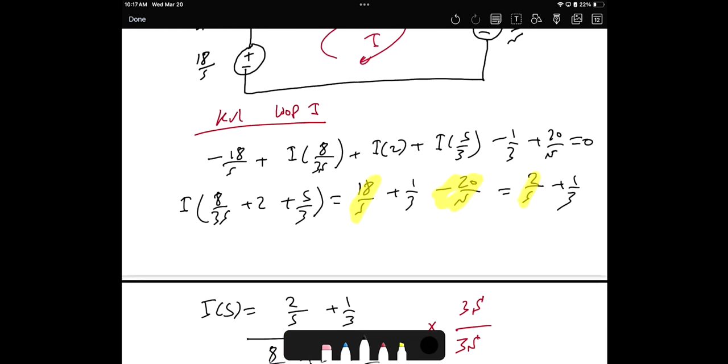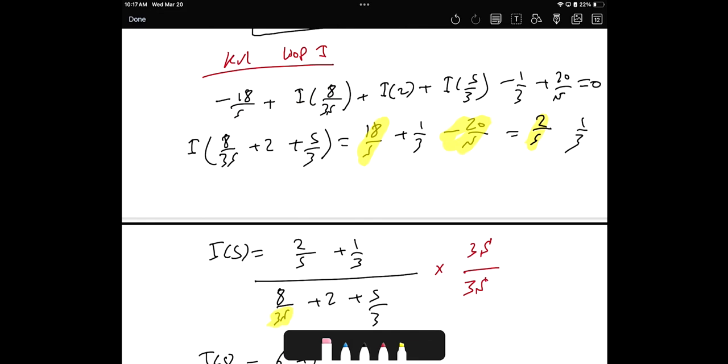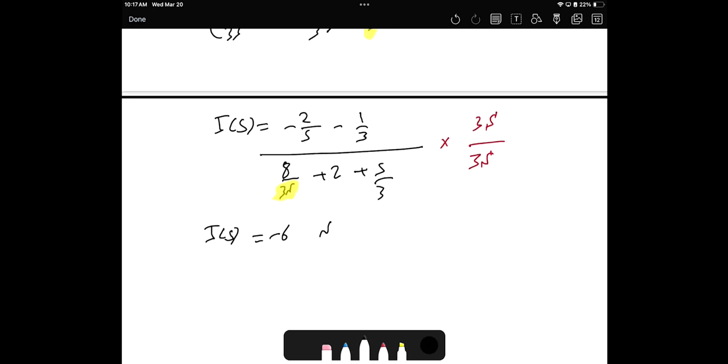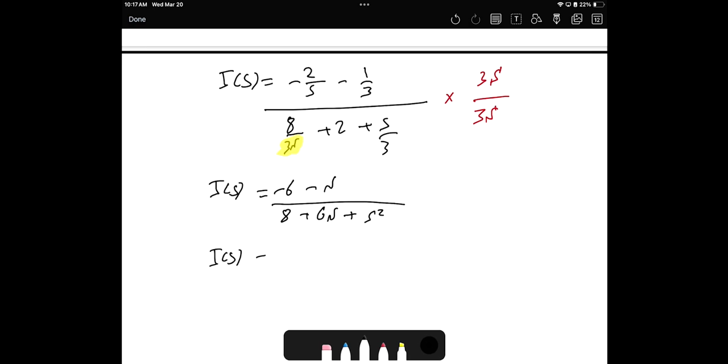I think the 1/3 should be negative, and here this should be negative, so there should be two negatives. So it will be negative 6 minus 6. Then 8 times 3s, the 3s will go, so 8 plus 2 times 3s, 2 times 3 will be 6s, plus 3s times s, so 3 and 3 can go together, it will be s squared. As a shortcut, since we prefer to write it in the polynomial way, it is negative s minus 6 over s squared plus 6s plus 8.